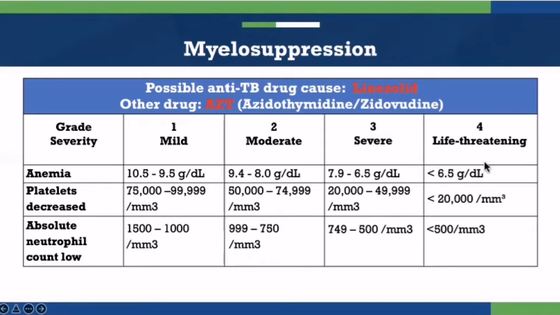So you have to regularly monitor the CBC or complete blood count of your patient and look for any signs of thrombocytopenia or neutropenia. And then you can also compute your absolute neutrophil count.